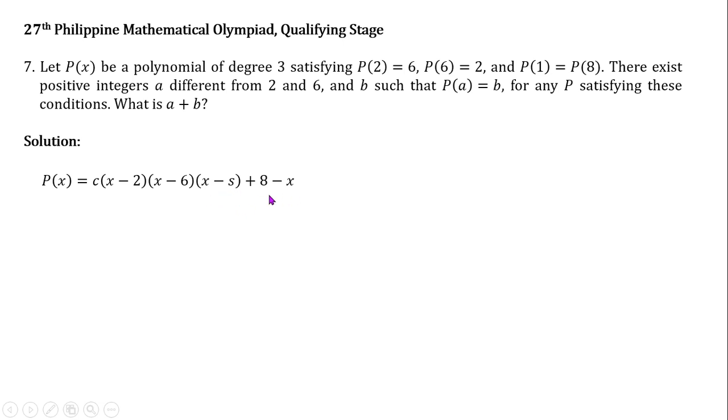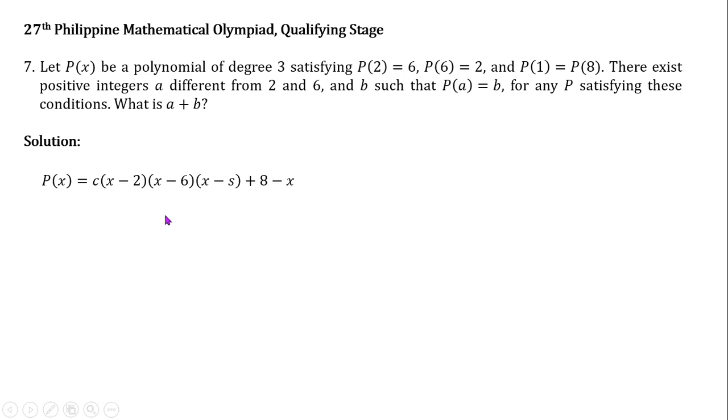Now, why do we have 8 minus x as the remainder? And is this the correct representation or form of the remainder? We can verify this by plugging in x equals 2. If you plug in x equals 2, you get 6 here, which verifies this condition. If we also plug in x equals 6, we get 8 minus 6, which is equal to 2. And again, this verifies p of 6 is equal to 2.